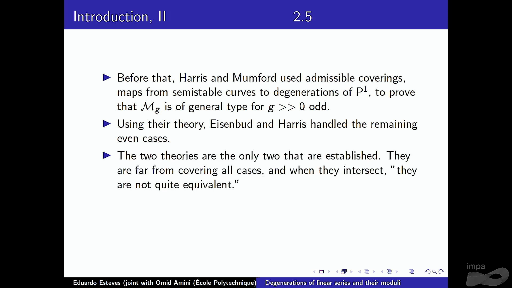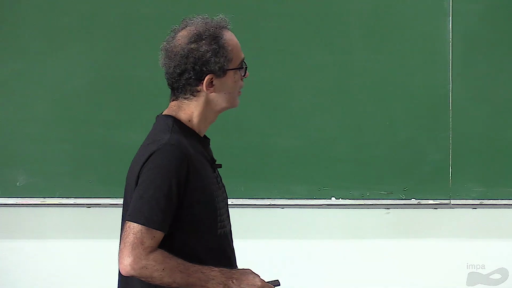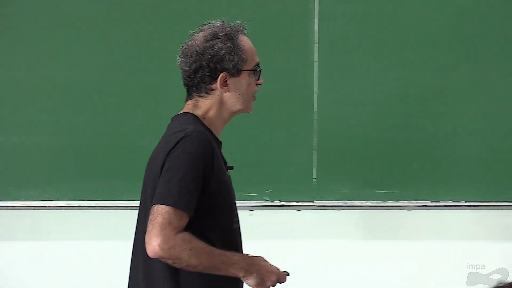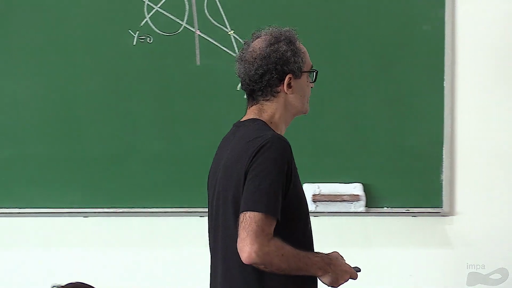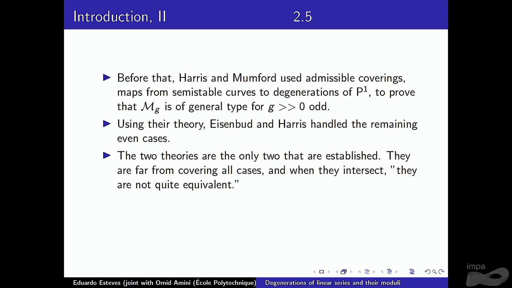The two theories are the only two that are established, in the sense that people have known them for a long time and people have applied them, but they are far from covering all cases. I mean, admissible covers are for linear series of rank 1, and Eisenbud and Harris are just for special types of curves, curves of compact type. And even when they intersect, when you can talk about the two, they're not quite equivalent. There is a sort of translation between them, but it's not quite the same.